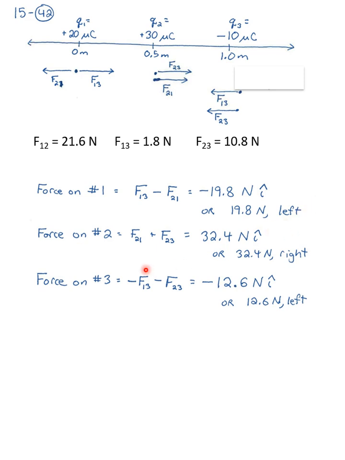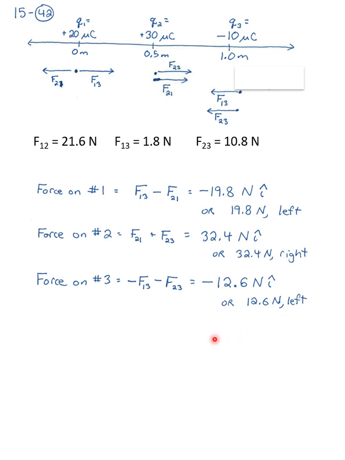The force on 2, let's look up at the picture, and we see that the force of 3 pulling on 2 is to the right. The force of 1 pushing away on 2 is to the right. They're both in the same direction. We're going to add them. So when you add those up, it's 21.6 newtons plus 10.8 newtons. So that gives us 32.4 newtons I hat. It's positive, so 32.4 newtons to the right.